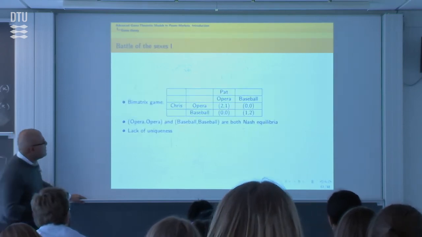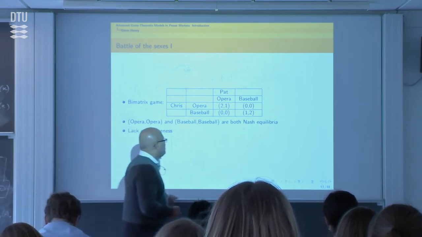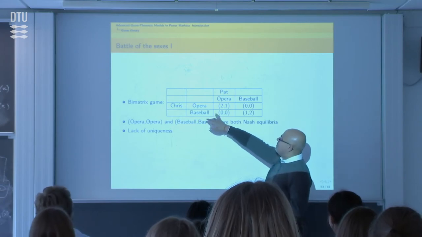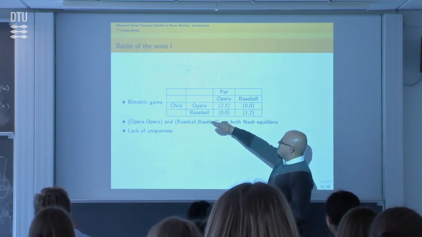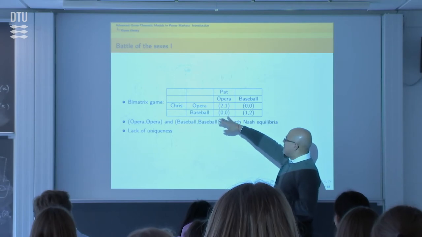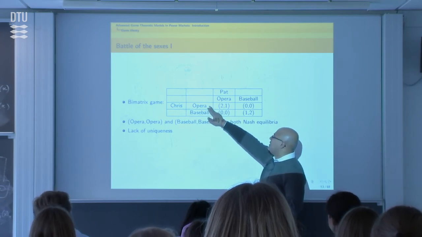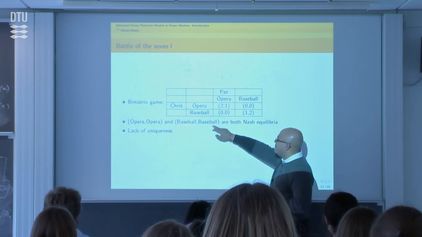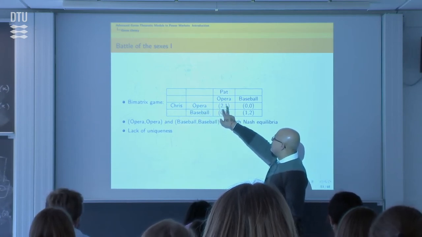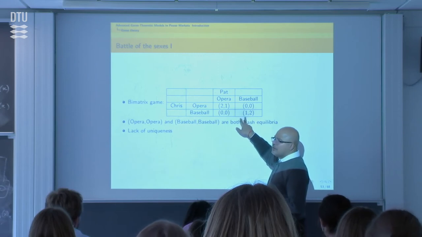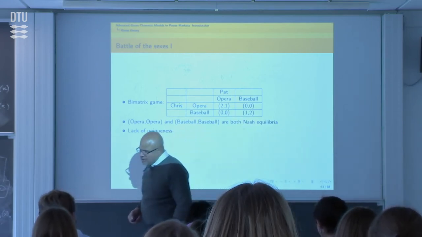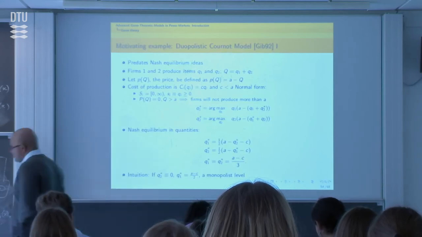Okay. So here's another instance where you actually have two equilibria. A similar situation where Chris and Pat are both trying to decide where to go, and they have differing payoffs corresponding to whether they choose opera or baseball. And you can see that both of these are Nash equilibria. So there are two Nash equilibria, and there's a lack of uniqueness.